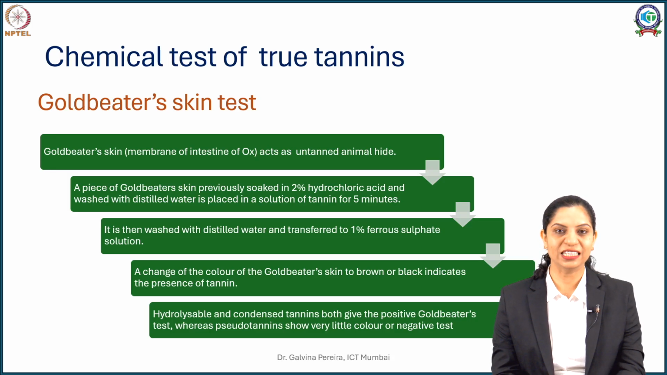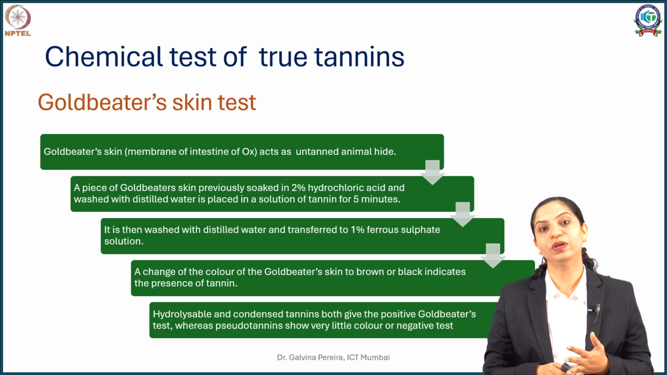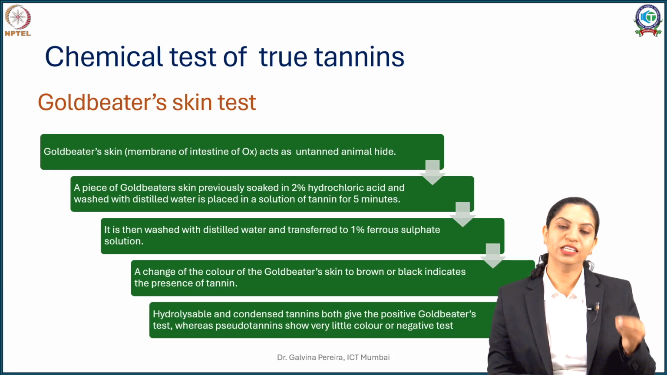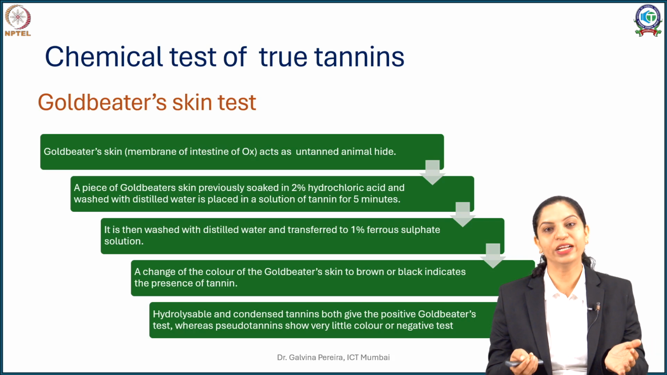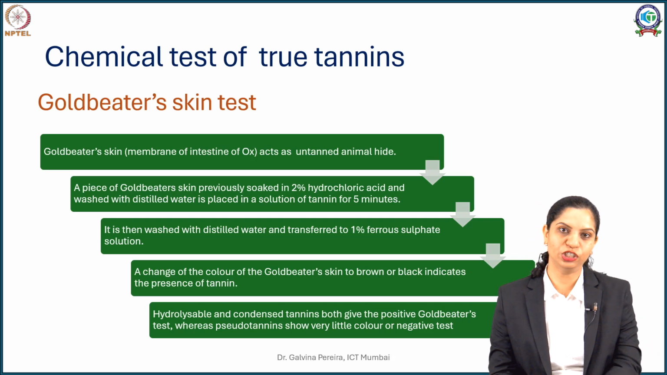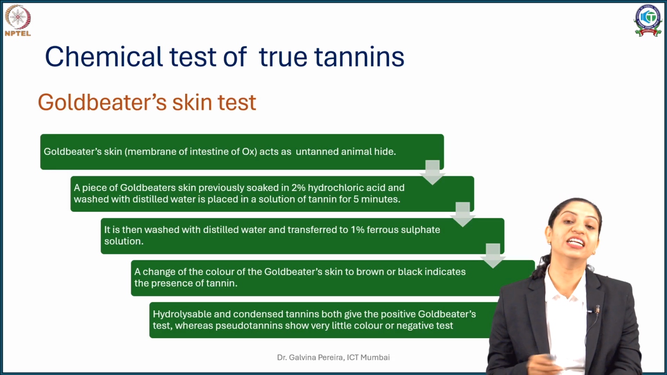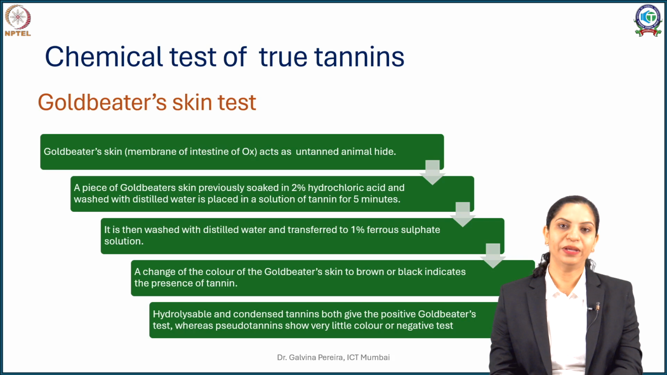Once that is done, the acid is washed off, and then you add a tannin solution. This can be done by taking a small container containing your tannin solution and keeping the ox skin immersed in it for a period of about 5 minutes. The skin slowly imbibes all the tannins. The tannins react with the proteins present on the surface of the skin, and slowly complex formation starts. Once the complex formation is done, after 5 minutes, the tannin solution is discarded.